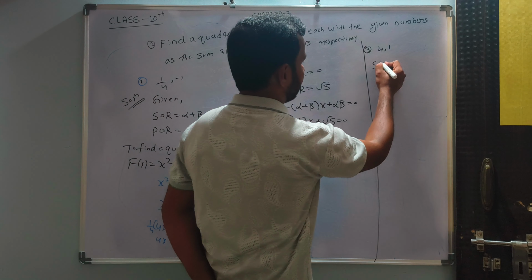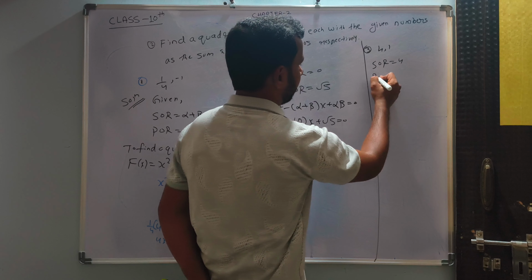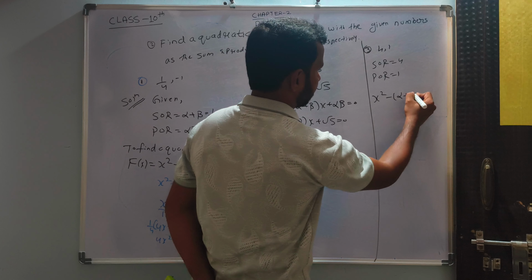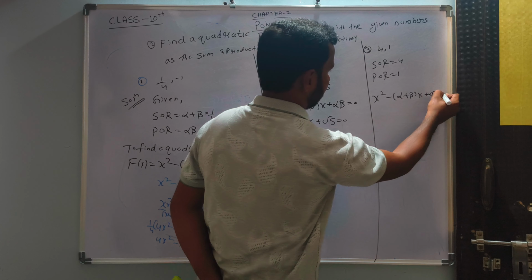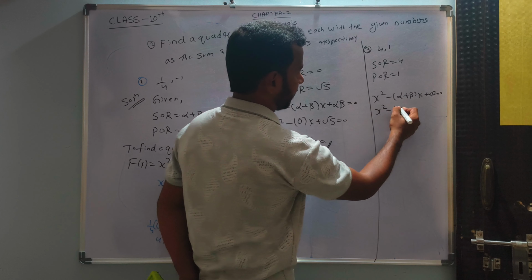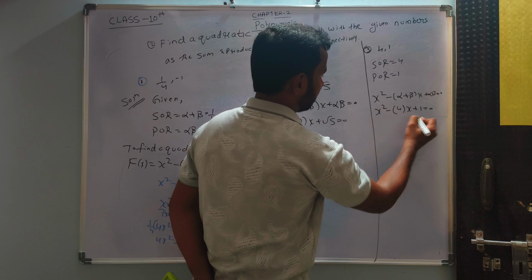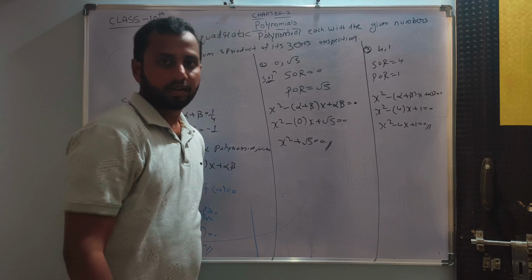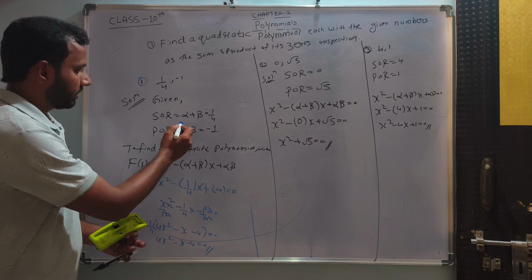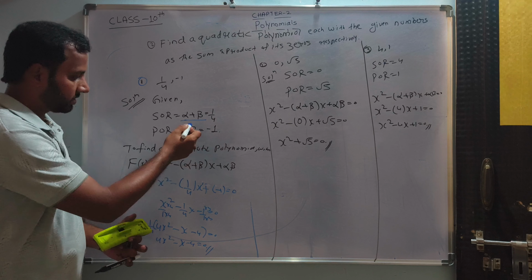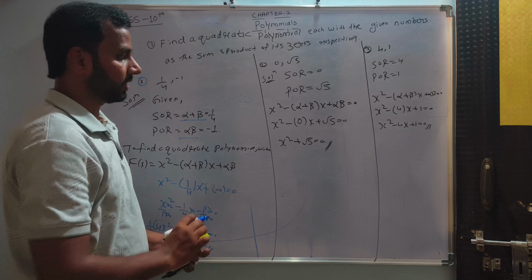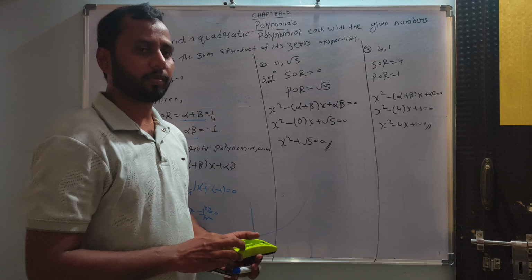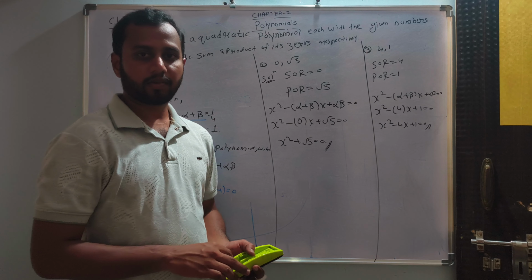Next, the sum of roots they have given you is 4 and the product of roots is 1. Then x square minus alpha plus beta into x plus alpha beta equal to 0. X square as it is, alpha plus beta value is 4 into x, plus 1 equal to 0. X square minus 4x plus 1 equal to 0. Here they have directly given you the sum of roots and product of the roots. You just need to substitute the values and find the quadratic equation. These questions will be asked for 2 marks. And from here this completes your complete NCERT type of questions.